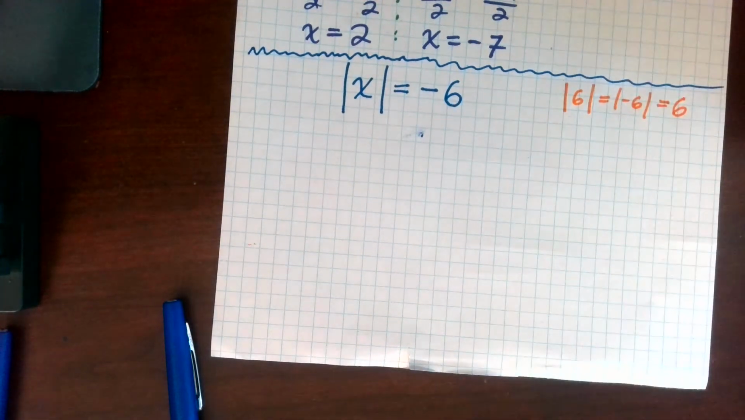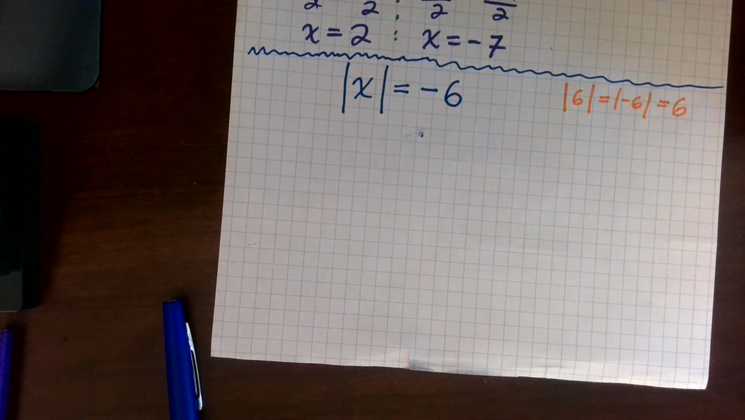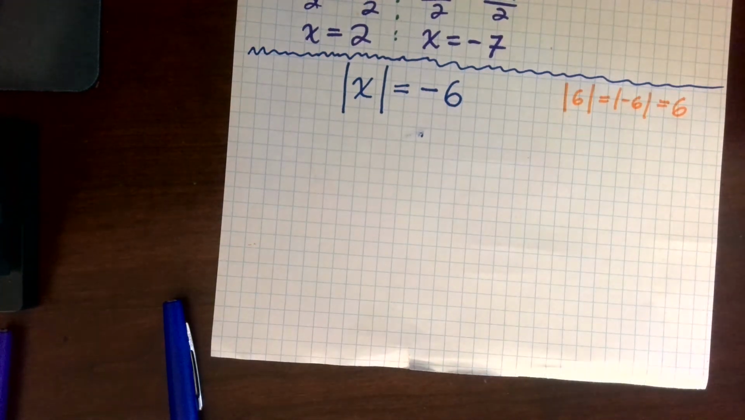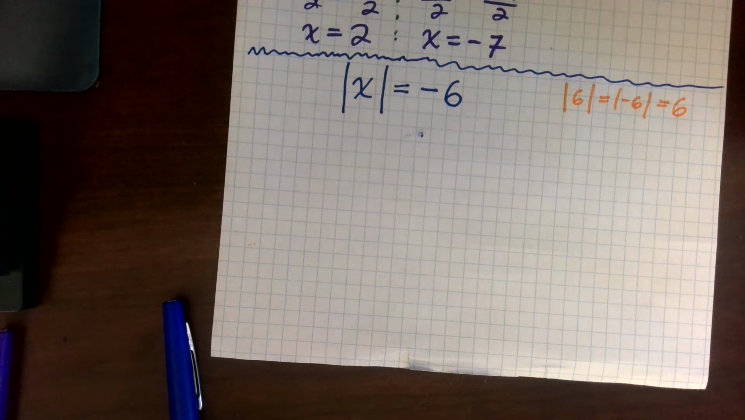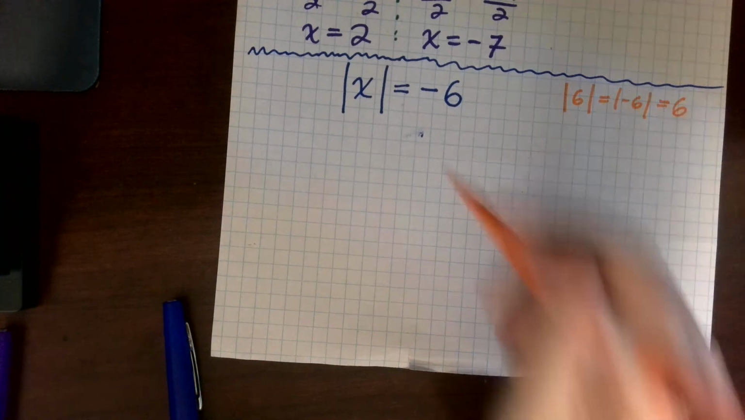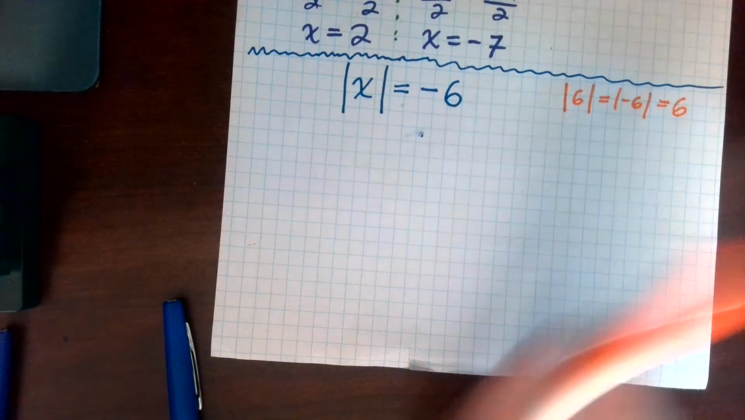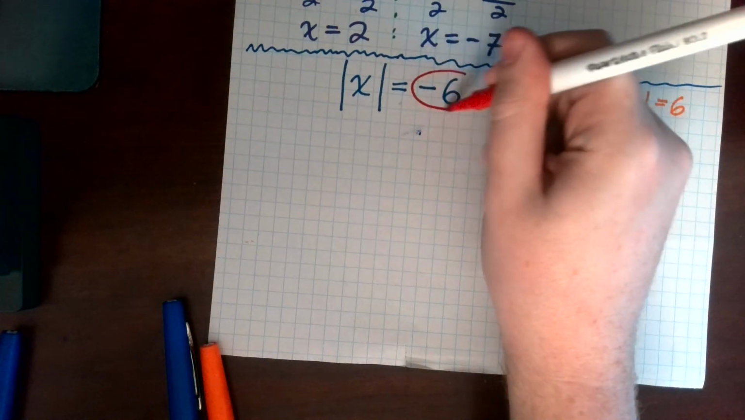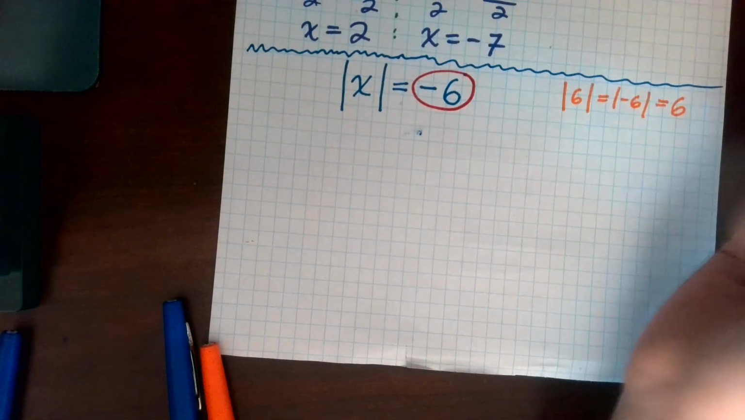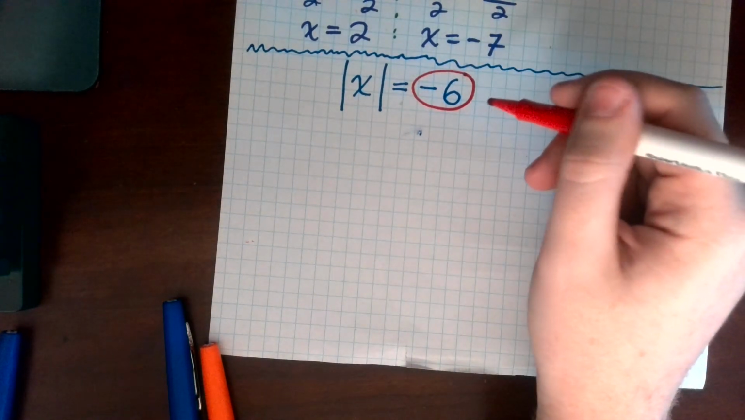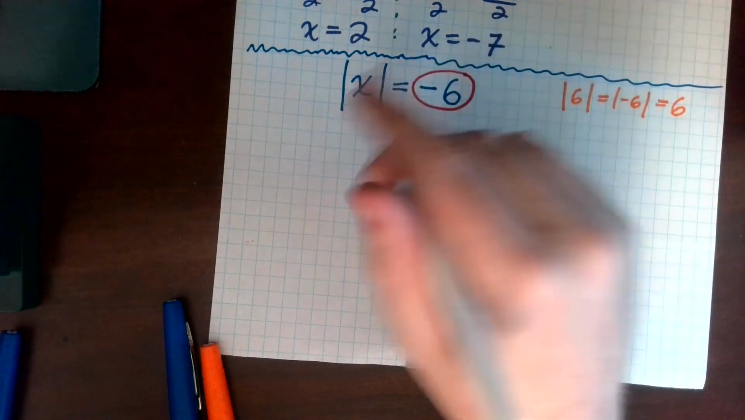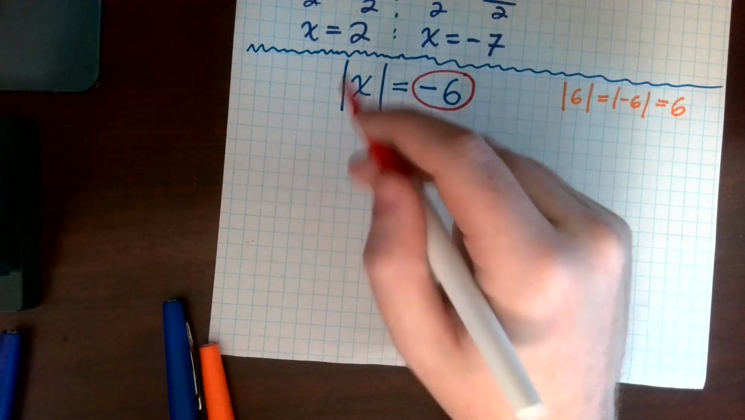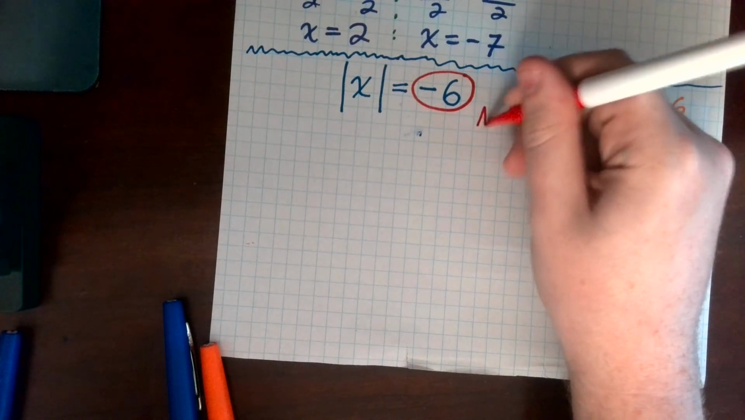So, in reality, there's no number I could put for x, no real number, that will give us a solution. When this happens, if you ever end up with a negative number on the other side of your equal sign, you don't even need to do the problem any further. You don't need to split the problem. You can just say no solutions.